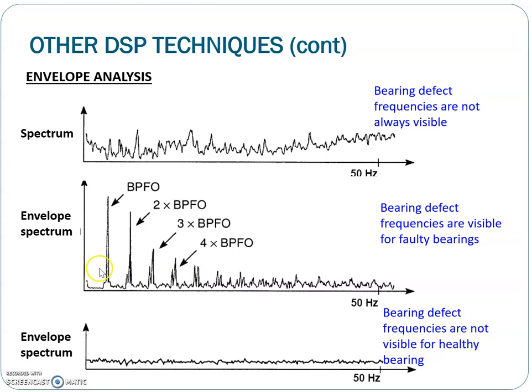In this case, the ball pass frequency of outer race, BPFO, and its harmonics, indicate the bearing defect is at the outer race of the bearing. When there is no defect in the bearing, or for healthy bearings, the envelope spectrum will not show any bearing defect frequency components.